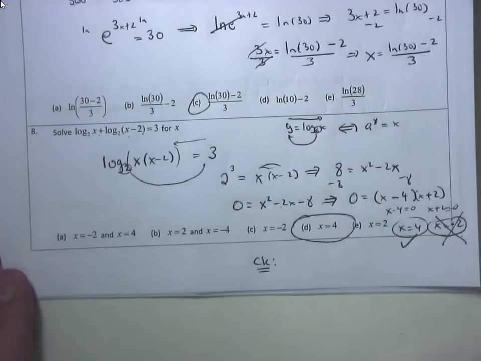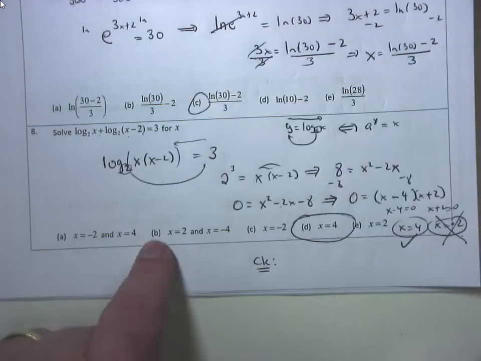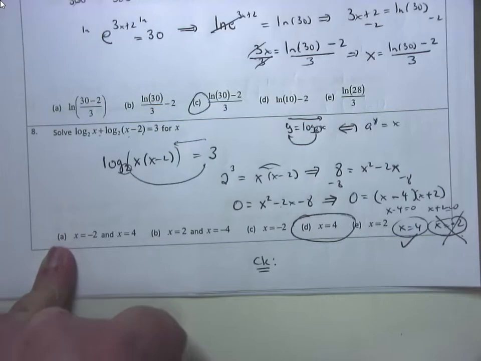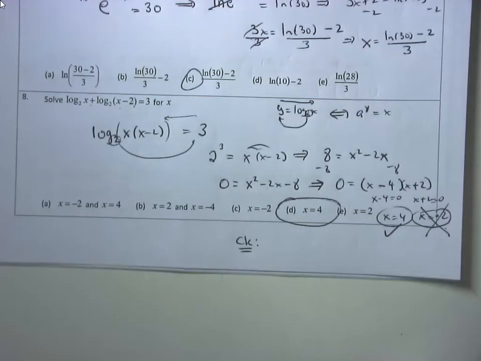The answer is D. But how many times have I seen people do this exact problem and they'll circle answer A every time. I'll see both answers and they just move on because they forgot to check their answers. Does that make sense? Always with logs, check your answers.